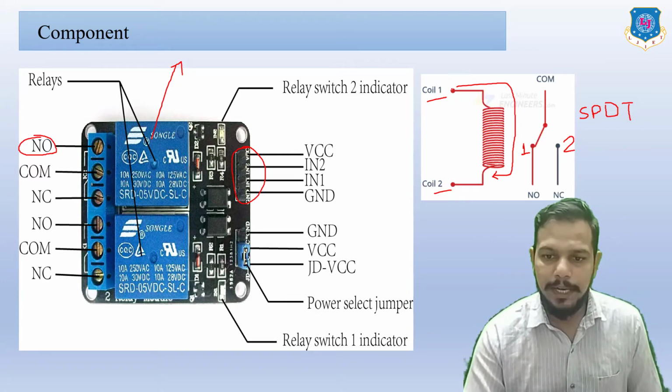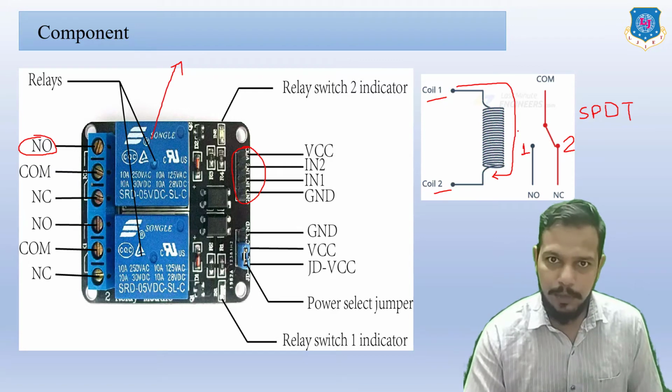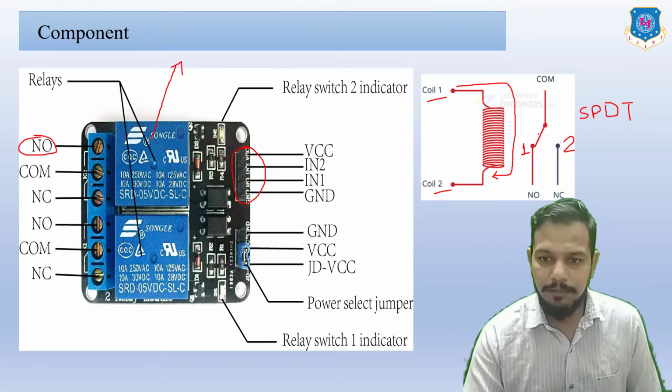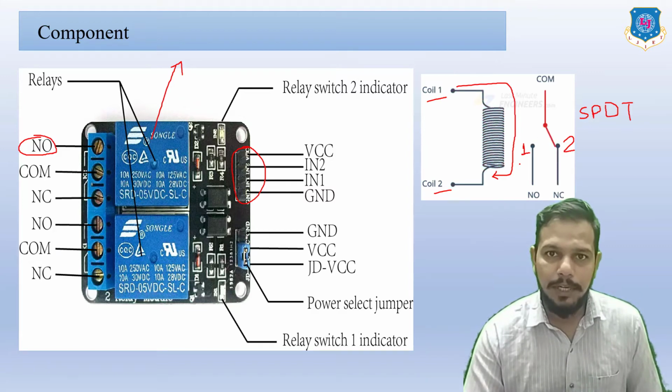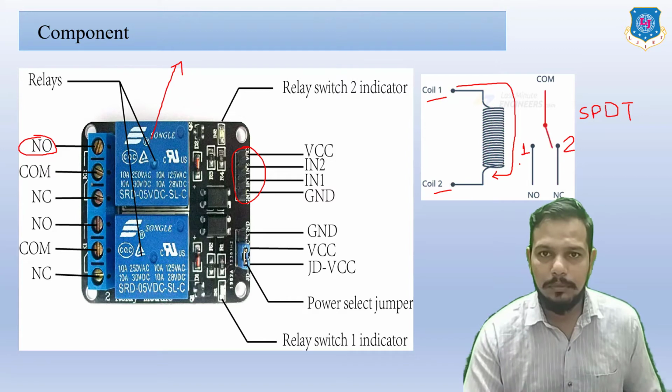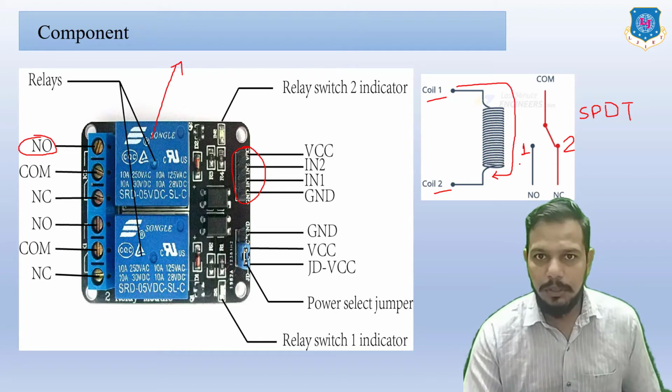So whenever current flows through this coil, it will be magnetized, and due to this coil, this switch will be attracted towards the NO side, the NO terminal. Otherwise it will be close to the NC side. So like this we are using a magnet: by passing current into the coil, we will switch on and off.